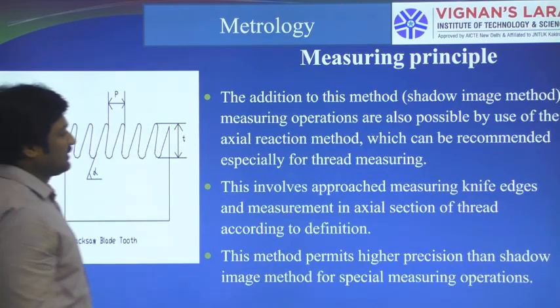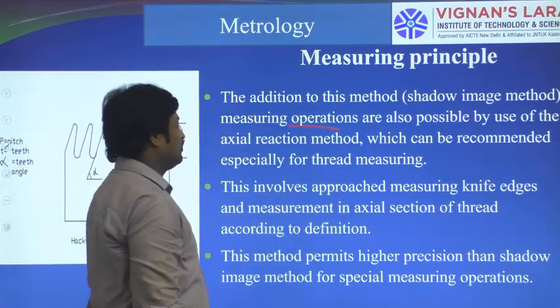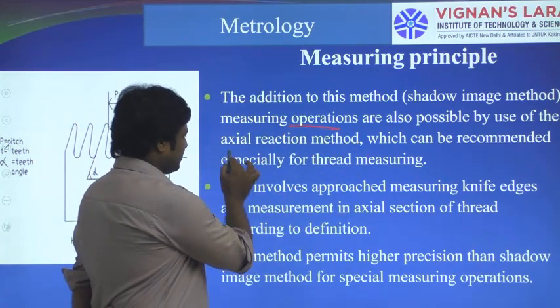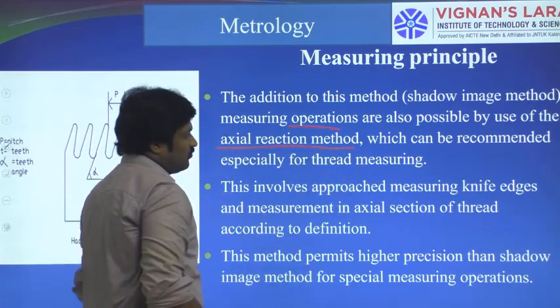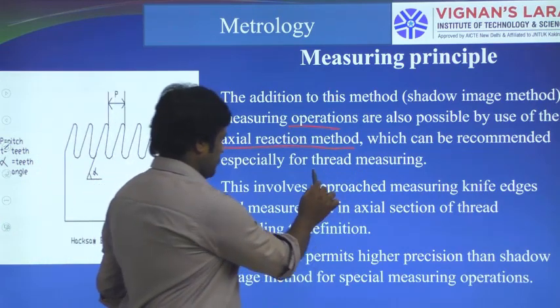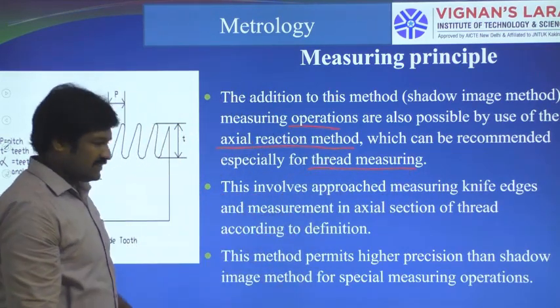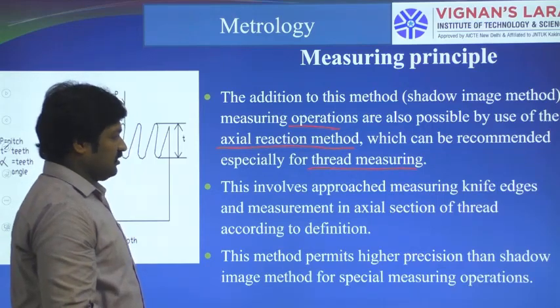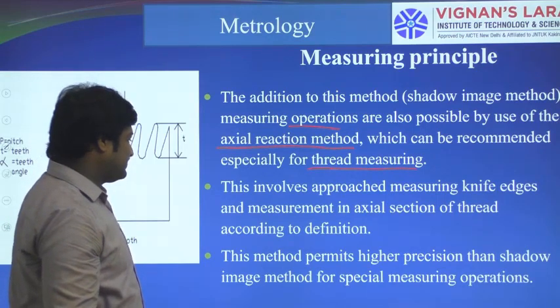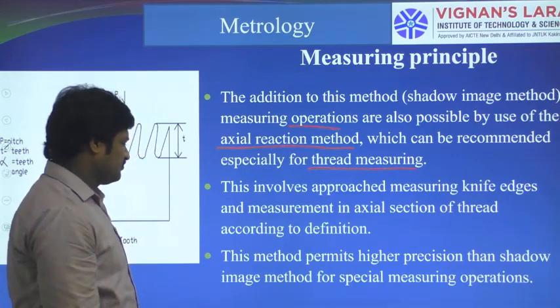In addition to this method, measuring operations are also possible by use of the axial illumination method, which can be recommended especially for thread measuring. For thread measuring, we can use one more method, that is the axial illumination method. This involves approach measuring knife edges and measurement in the axial section of threads.